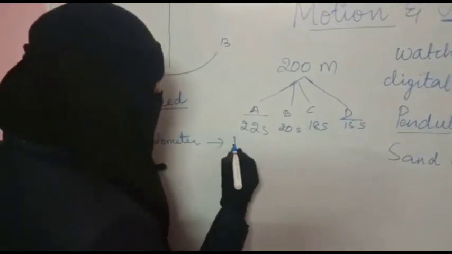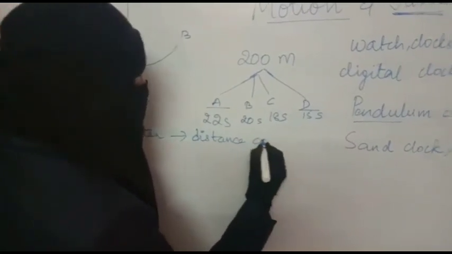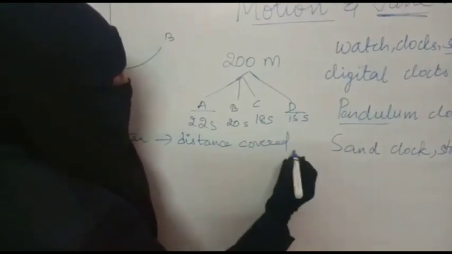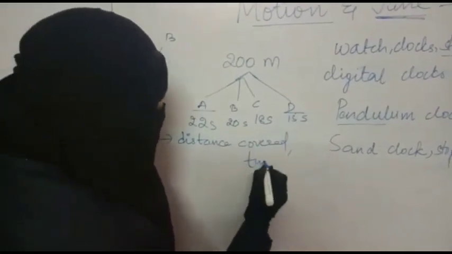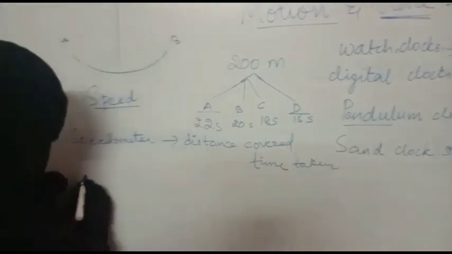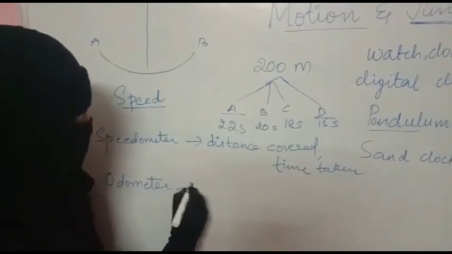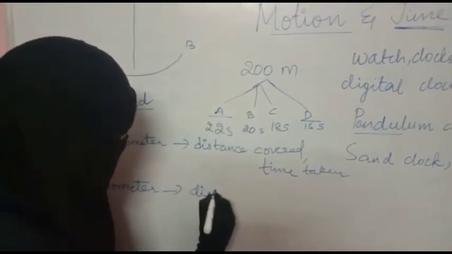Speedometer shows the distance covered and the time taken. Distance covered and how much time it is taking. That can be shown by using the speedometer. But there is one more meter present in the car or in vehicles, that is the odometer. Odometer shows only the distance travelled.